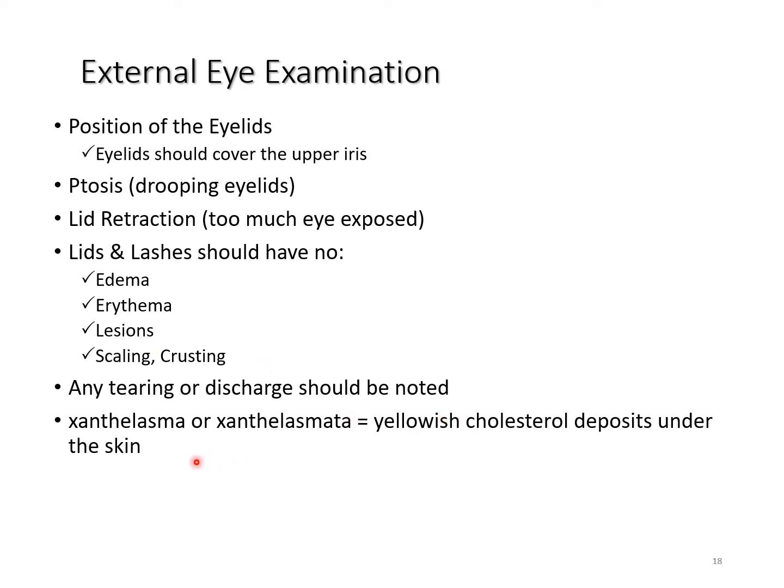There's this funky weird thing known as xanthelasma or xanthelasmata. So this is just yellowish cholesterol deposits under the skin, and we'll talk about this under, I think it's macular degeneration.